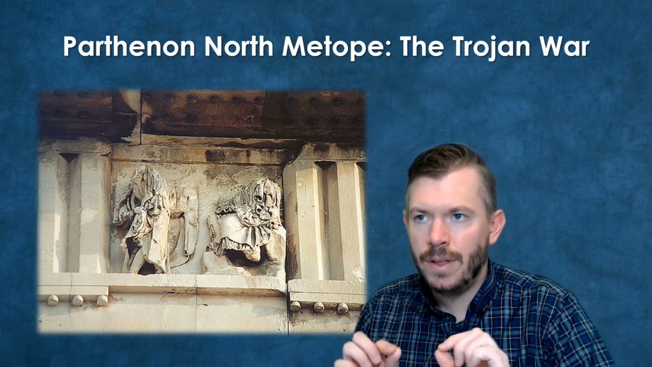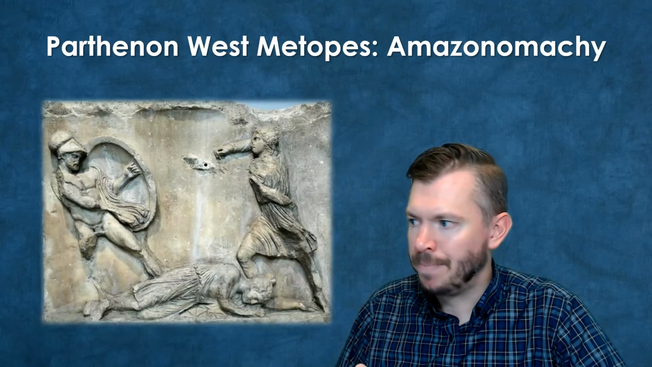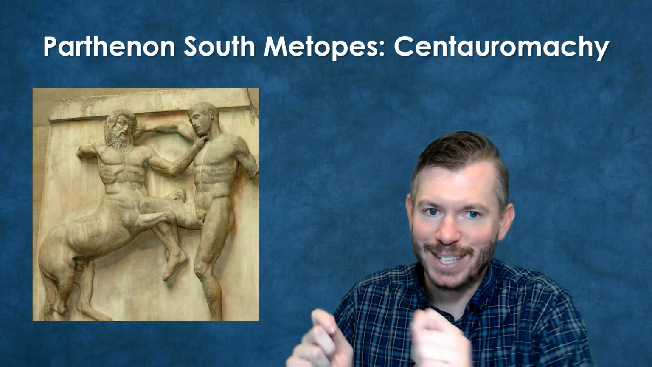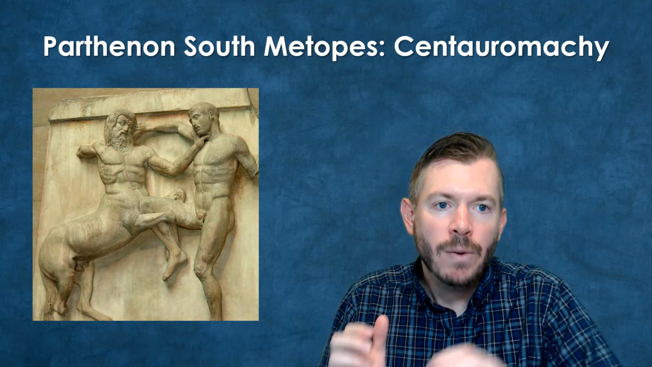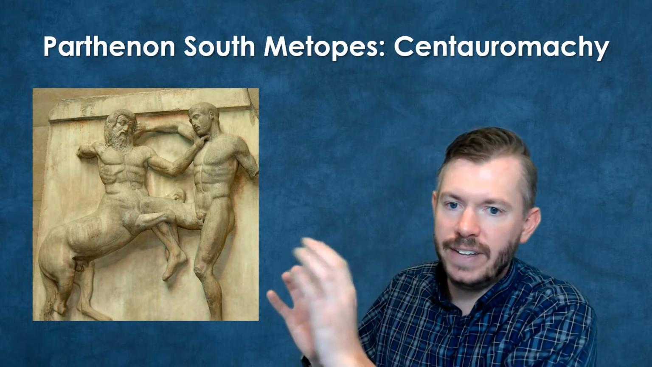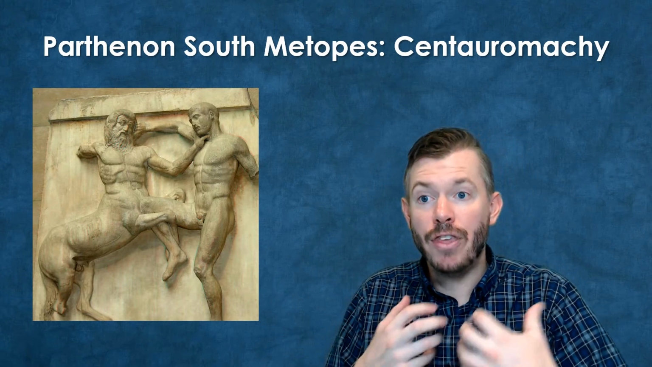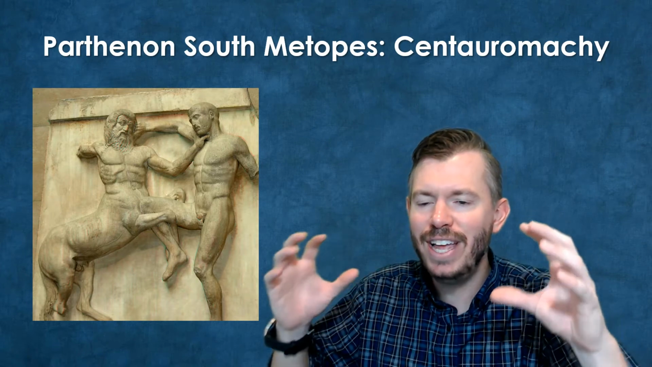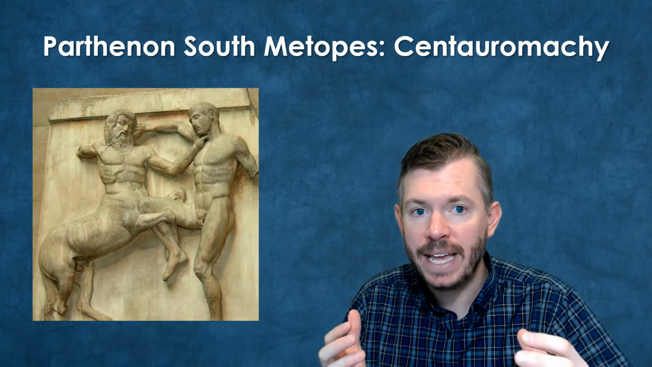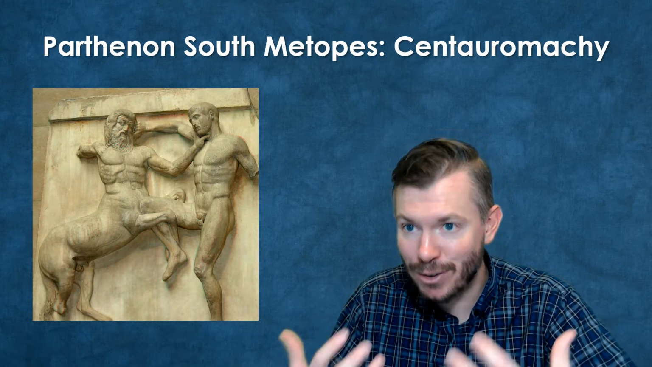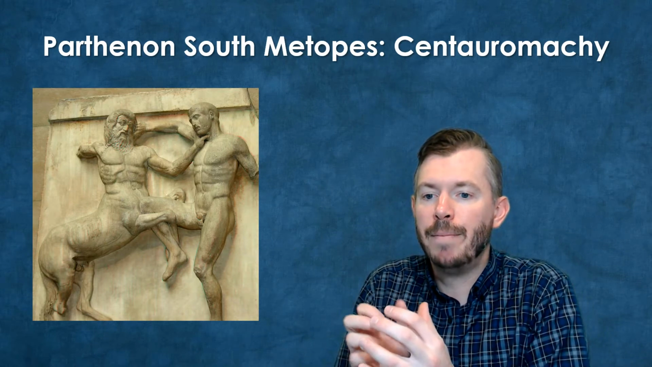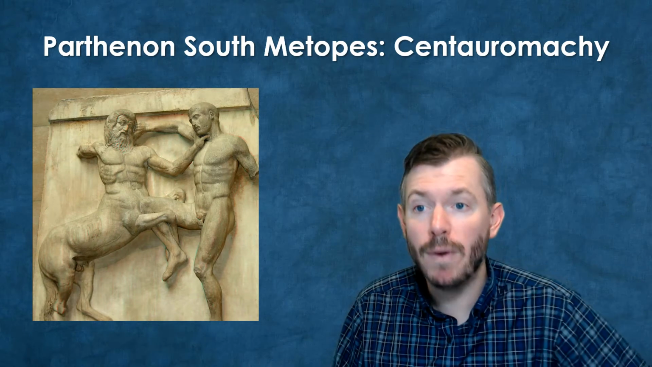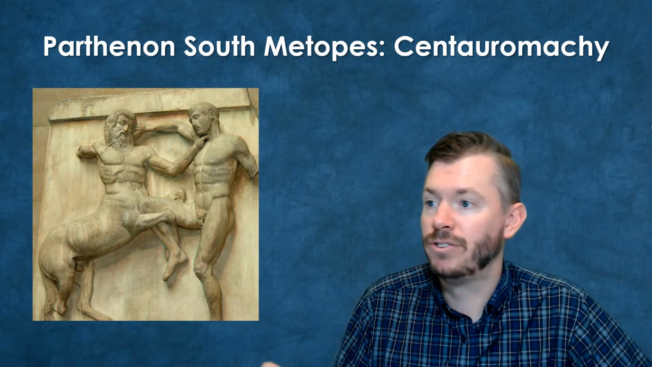Now, the big takeaway point from these is not that you remember what every single side is. You don't need to remember that the Centauromachy is on the south side of the Parthenon. What I do want you to remember is that all four of these sides are representing the Greeks subduing elements of barbarism or chaos. What the Athenians are trying to do with their decorative element on the metopes is show that their level of civilization, Greek civilization, is able to overcome and subdue the uncivilized barbarism of these different groups represented by people like the Amazons or the Centaurs or the Giants.